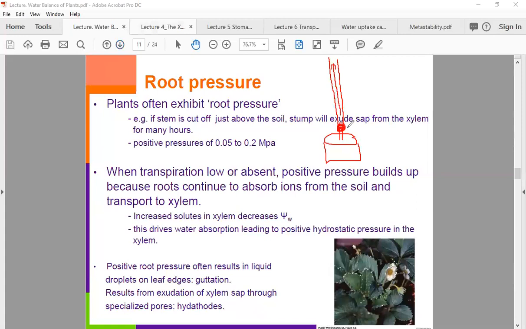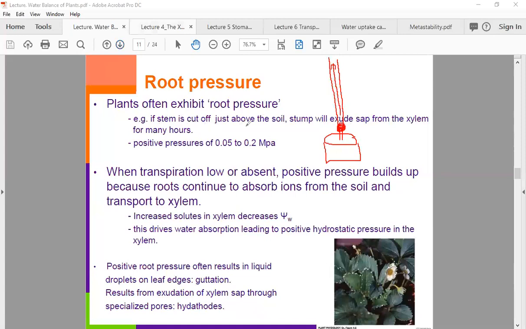Quite amazing, and I think really nice to show the concept of positive root pressure, pushing that water up through that clear plastic tube. Really nice. And that's stated here.